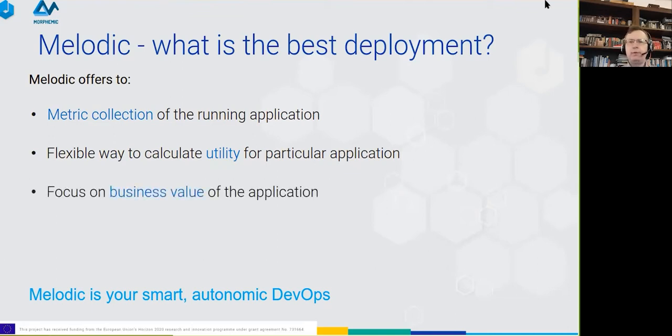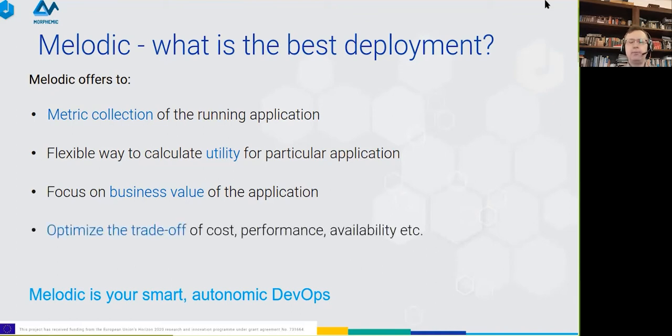Melodic is focusing on the business value. Of course, we can measure the CPU usage, memory, and so on, but we can also measure the average response time to the customer, the average processing time of a job submitted by a user of the application, and so on. And thanks to that, we can optimize the ergonomics and usage of the application.